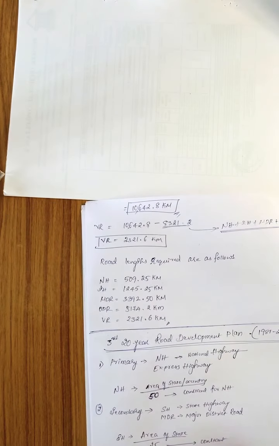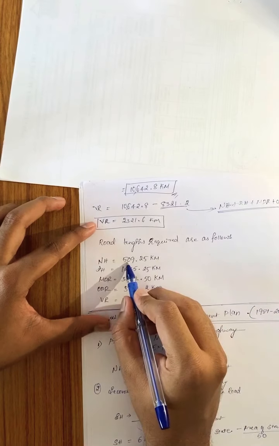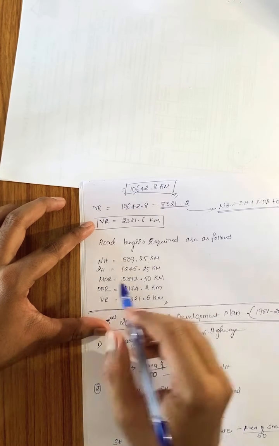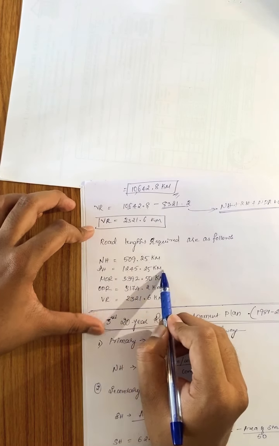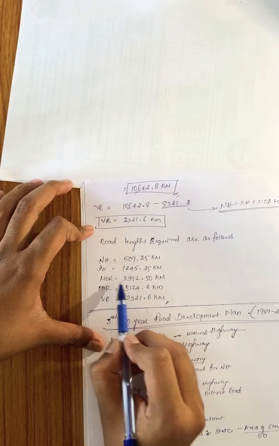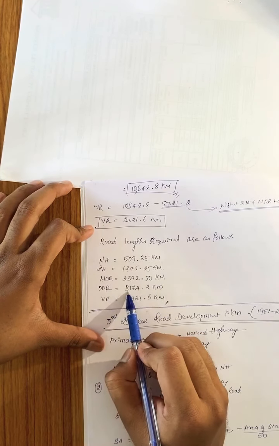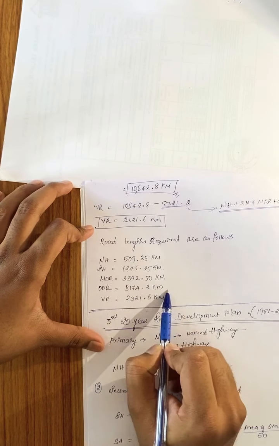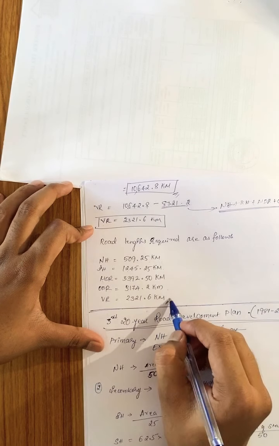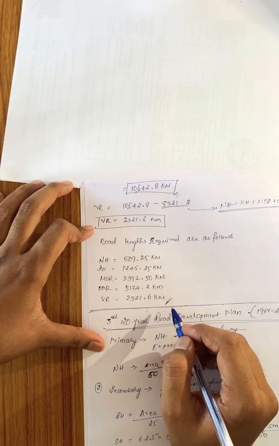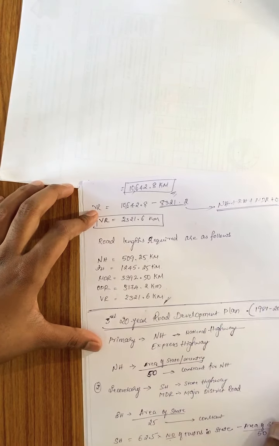kilometers. So ultimately we got the total length of the national highway as 509.25 kilometers, the total length of the state highway as 1,245.25 kilometers, the major district roads as 3392.5 kilometers, the other district roads as 3,174.2 kilometers, and the village road as 2,321.6 kilometers. So this is the method to calculate the total length of the national highway, state highway, major district road, other district roads and village roads.